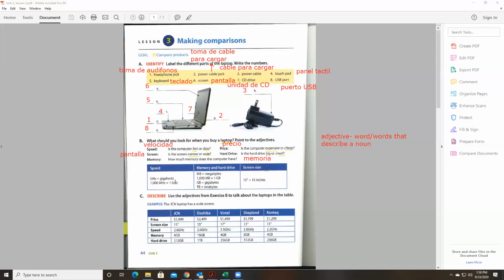Now let's look at our screen size. For this one in particular, you have a 15-inch screen size. 15 pulgadas. So let's look at C. It says use the adjectives from exercise B to talk about the laptops in the table.